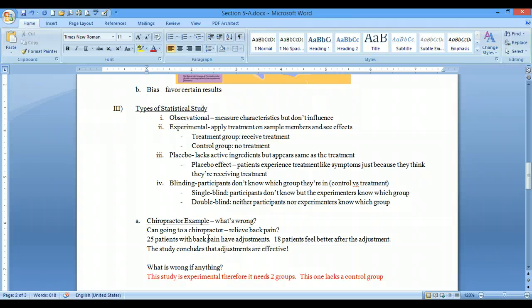There's two different types of blinding, the single blind and the double blind. A single blind is where participants don't know which group they're in, but the experimenters know which group. A double blind is neither the participants nor the experimenters know which group, and some people don't know how that would work.